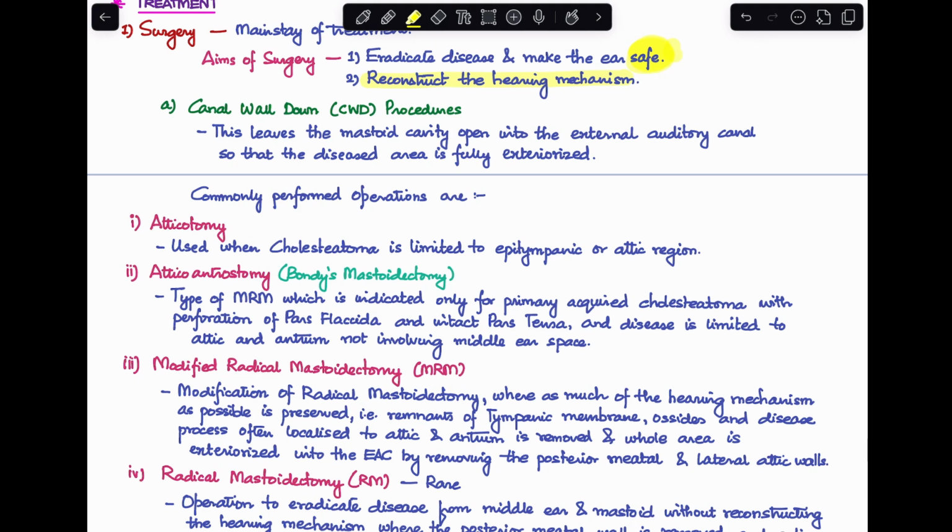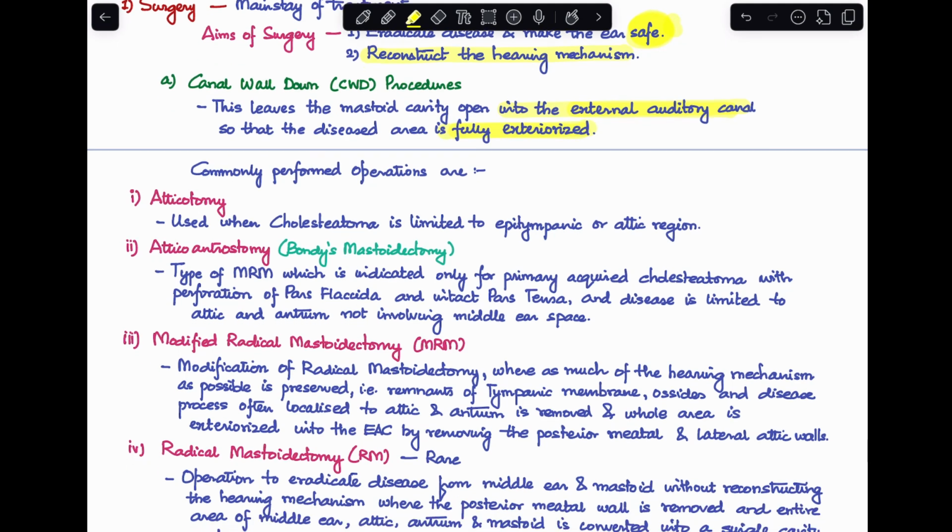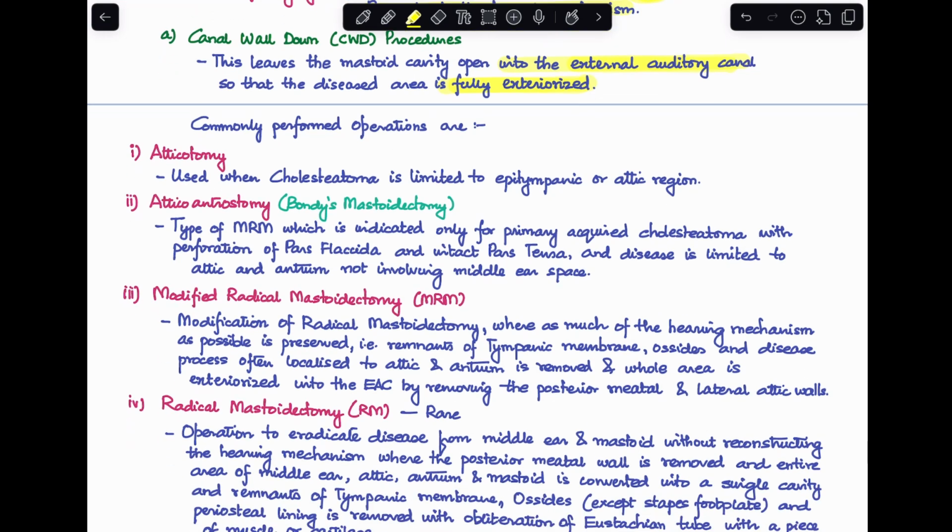Here what we do is basically we open up the mastoid cavity into the external auditory canal. So we are basically trying to convert it into a single cavity so that the diseased area gets fully exteriorized. Now, what are some common operations that come under this? The various canal wall down procedures are: one, it can be an atticotomy.